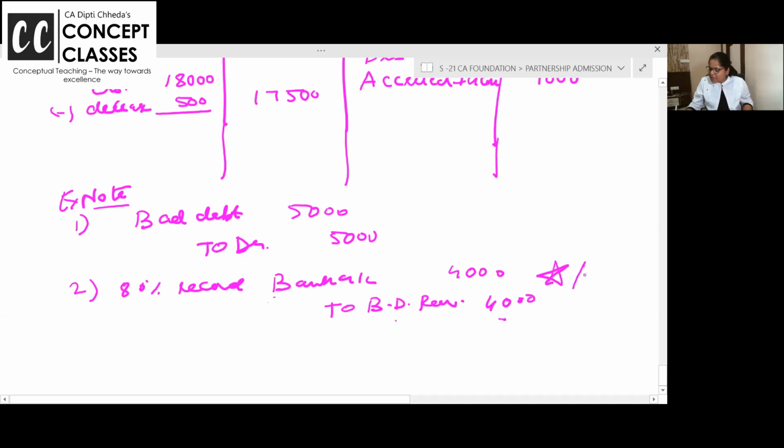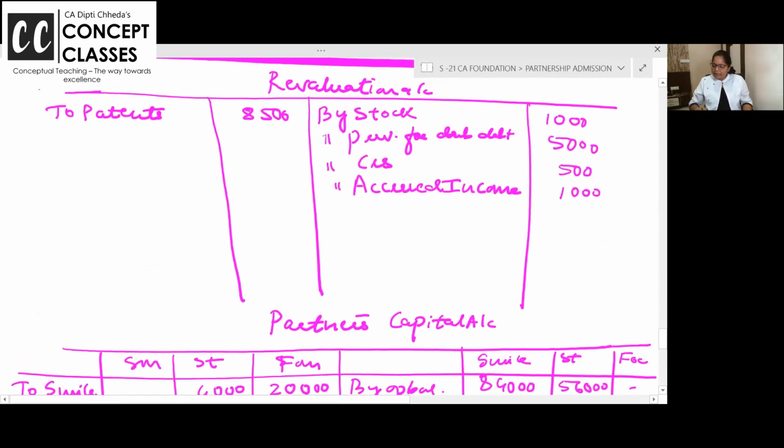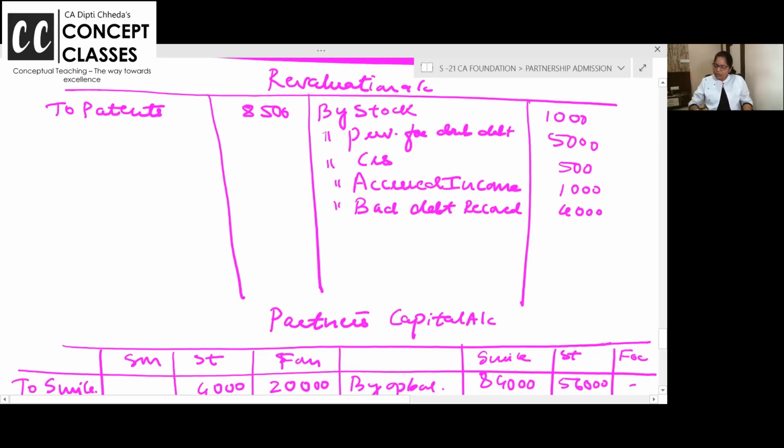Star mark this adjustment, very important for partnership, final accounts, non-trading, everywhere. There also, earlier subscription which you had written off, you will recover. So bank account debit to bad debts recovered 4,000. So what is the impact? Can I say bad debt recovered is income? Take it in the revaluation account credit side. Bad debt recovered 4,000.